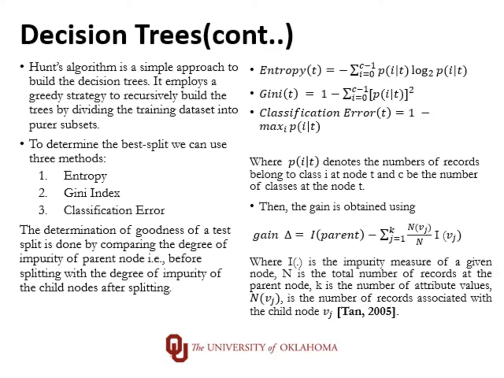So entropy, Gini index, and classification error have all been represented with the formulas mentioned in the slide, where P of i given t denotes the number of records belonging to class i at node t, and c is the number of classes at node t. And the gain is obtained using the formula presented there, where I of parent is the impurity measure of a given node, N is the total number of records at the parent node, and k is the number of attribute values.